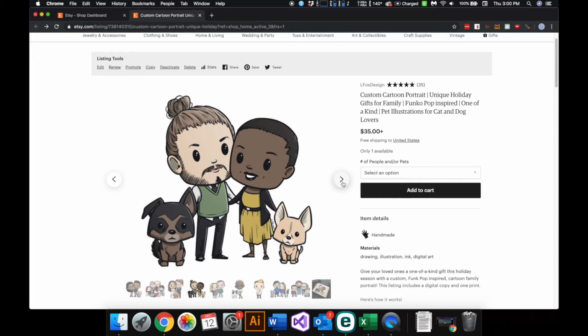So, no backgrounds, no complicated options, just selecting the number of individual people and pets that were going to be in the image. This simplicity really allowed me to focus on the cost per character and standardize my prices pretty quickly. It also makes it really easy for my customers to know what they're going to get, and they don't have to select all these options, and the listing's really simple.